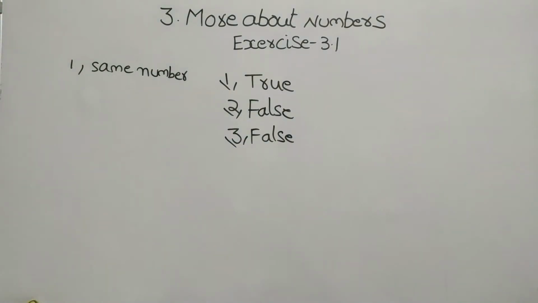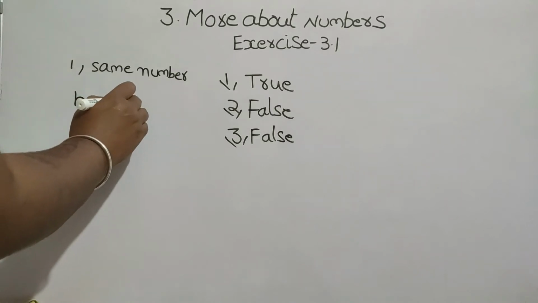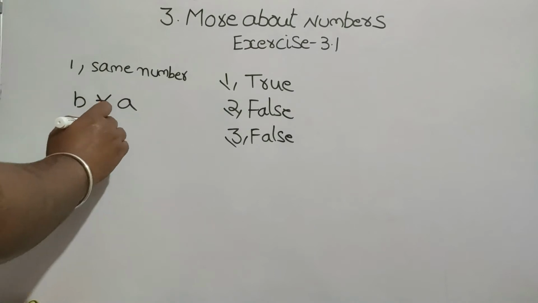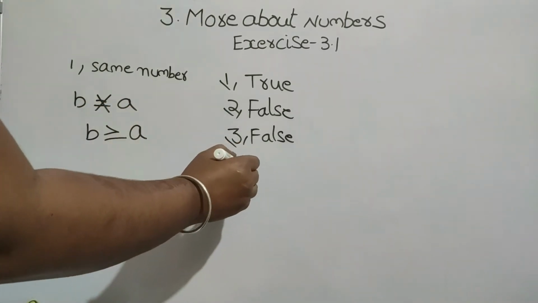If B is a multiple of A, then B is greater than or equal to A. If B is a multiple of A, so B is greater than or equal to A. Yes, this is true.